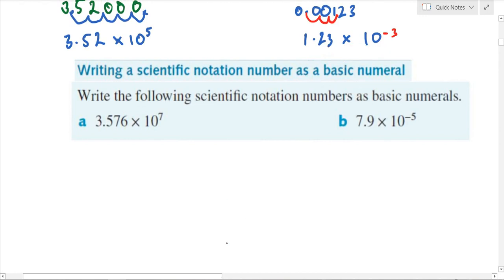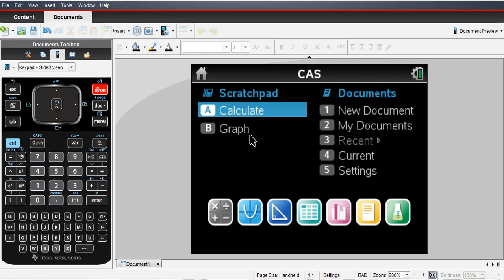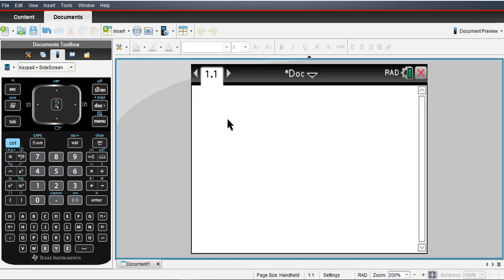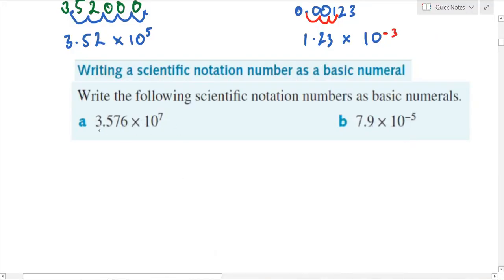For this, I'm going to open my CAS so you can see how this works. This is a CAS calculator. You'll be looking at this a lot. If you want to get a calculator open, it's this one here. Add a calculator. I highly suggest you use that instead of calculate. So there's my calculator, nice and easy. To write it in basic numerals, you're basically just typing this in your calculator. So 3.576 times 10 to the power of 7.